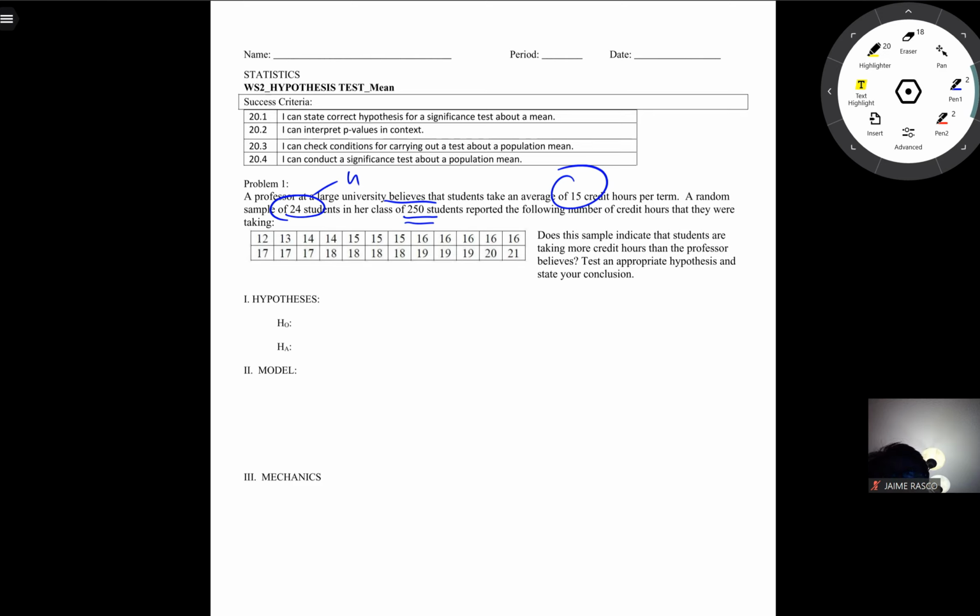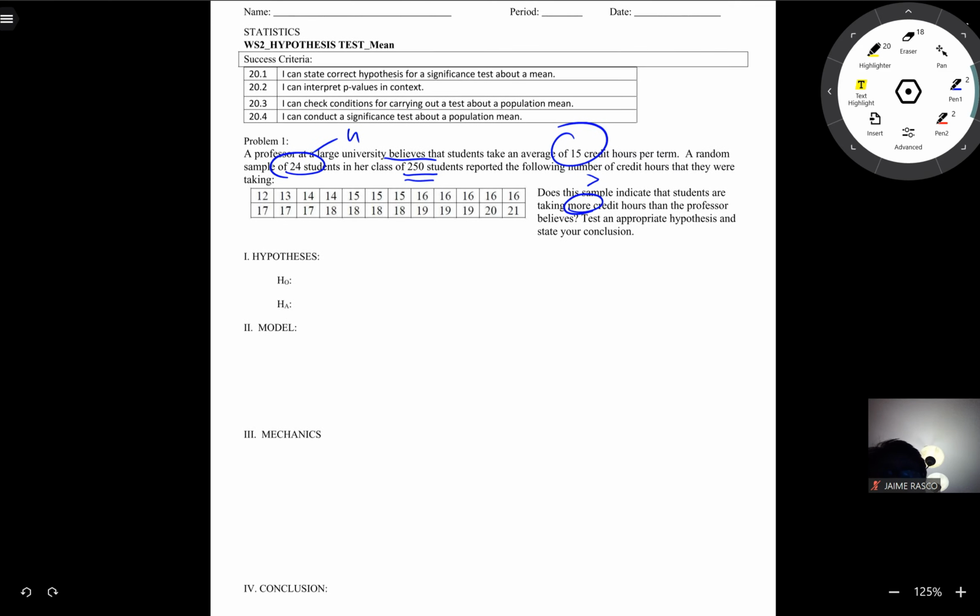Okay, and so we have a set of data here, and it's asking us, does this sample indicate that the students are taking more credit? Okay, so more credit hours, telling us the alternative is going to be greater than the professor's belief. So test an appropriate hypothesis and state your conclusion. Okay, so let's do the test.